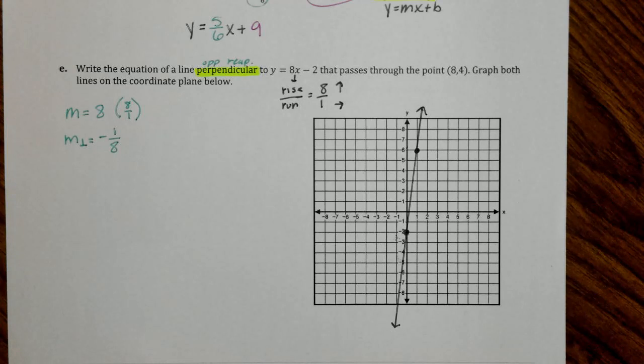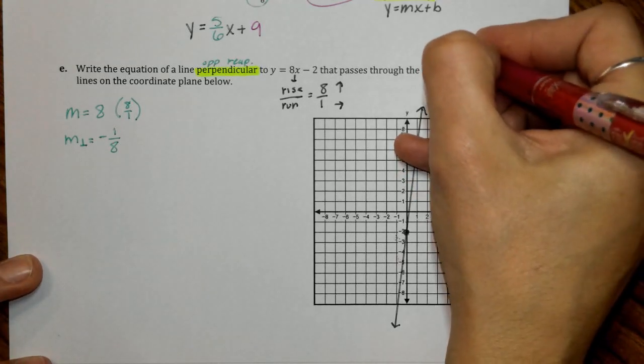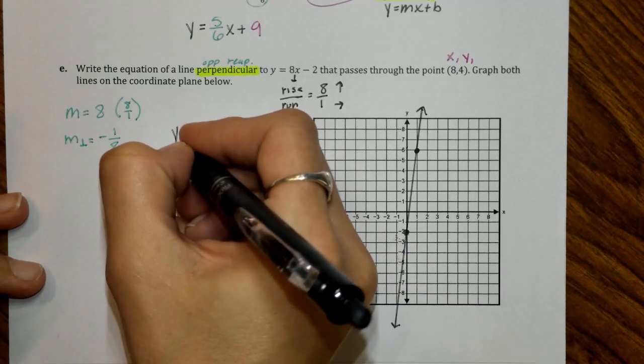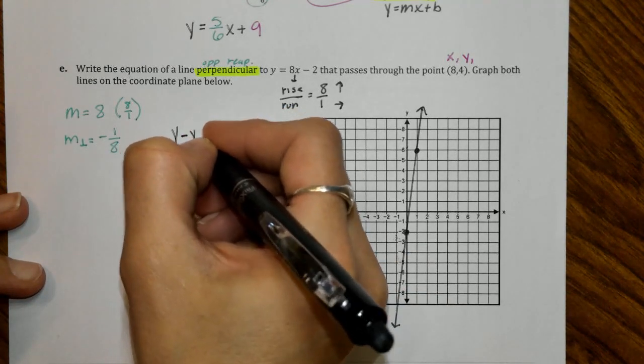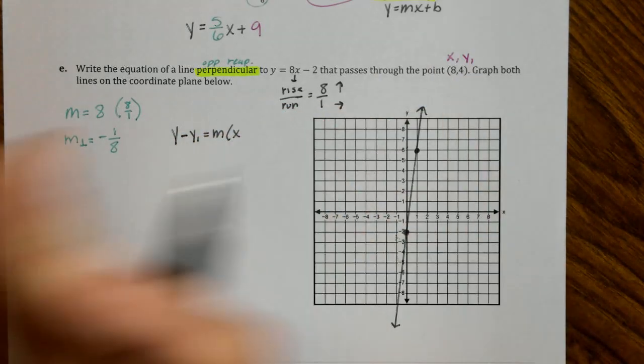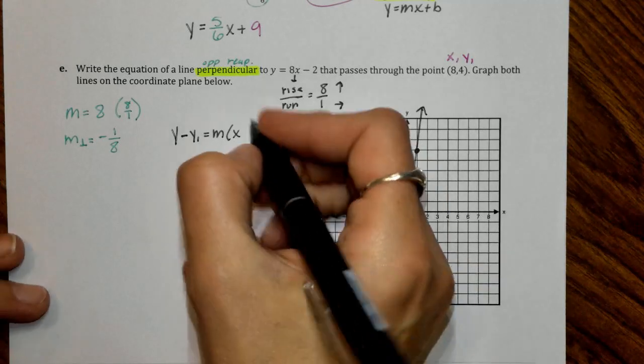So then we want to make sure that we're going through the point (8, 4). So I'm going to label this x1, y1. I'm going to go ahead and come up with my equation in slope-intercept form using these points. And to do that, we need to make sure that we're using the point-slope form and then converting, practicing this. You can also use the solving for b if you'd like to.